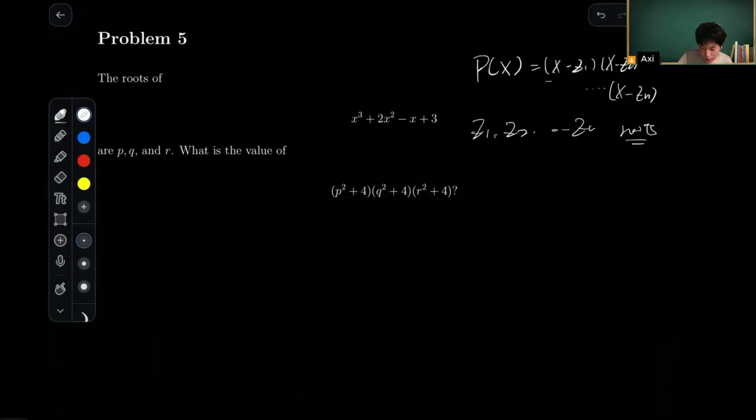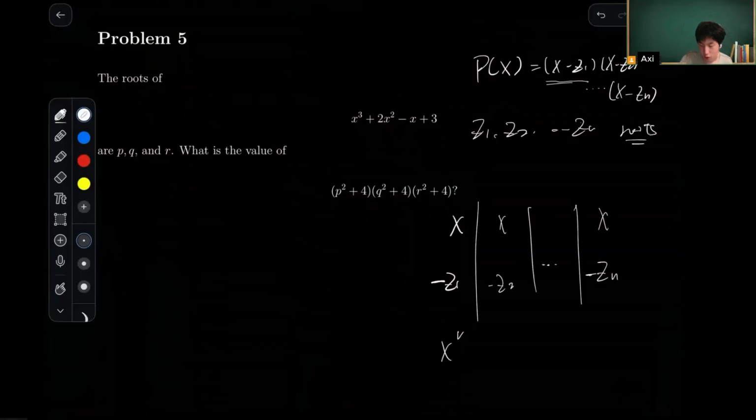Think of every single product as a row. To obtain the term x to the nth power, there is only one way, which is selecting x from every single row. So the expanded version is simply x to the n. And then next, when we focus on x to the n minus 1, things get a little more interesting, because essentially what that means is we will select all the x except one.